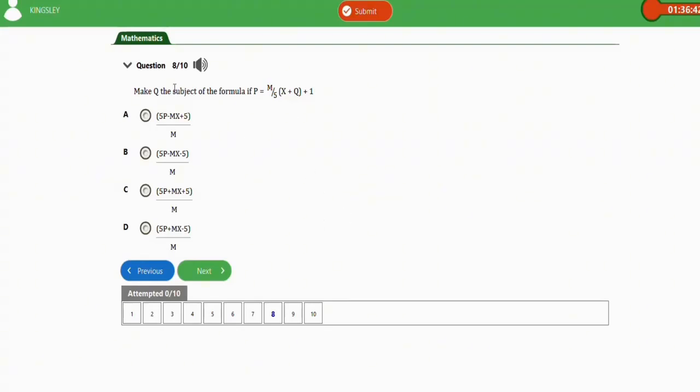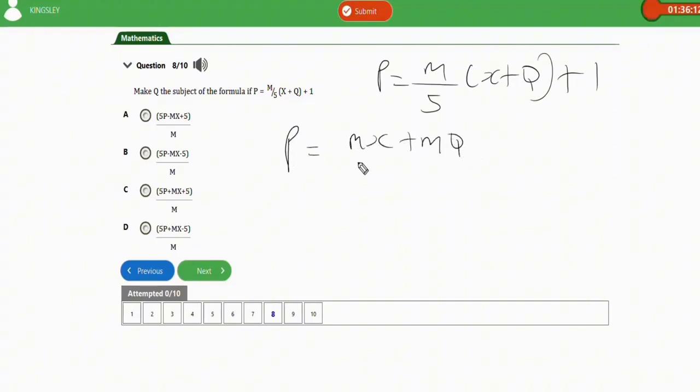Alright, so we have: make Q the subject of the formula if P equals this expression. So guys, let's write this down. Okay, so we have P equals m over 5, and this m is times x plus q, then we have plus 1. So another way you can express this is the same thing as P equals mx plus mq over 5, plus 1. So it's safer you find the LCM of the denominator, which is 5.